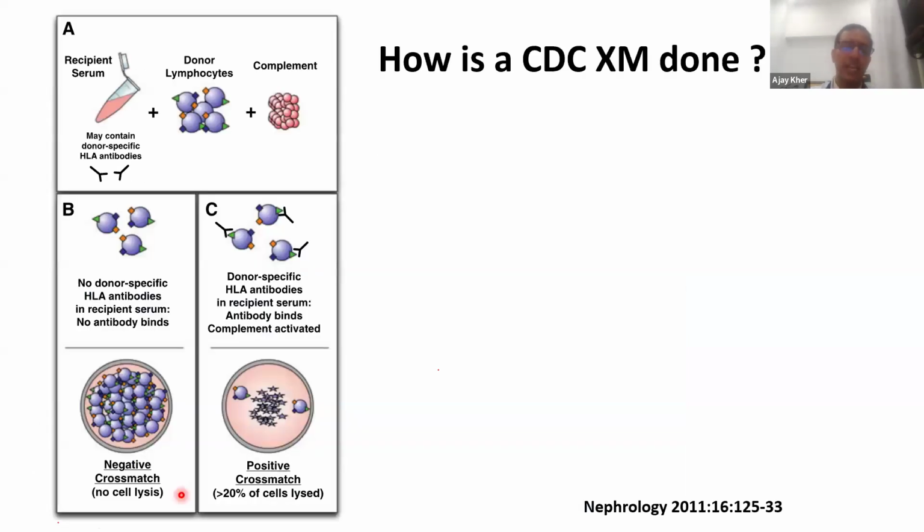So if the single antigen bead is negative, when we look at a CDC crossmatch, you take recipient sera, you put donor lymphocytes, you mix it with complement. If there are no donor specific antibodies, nothing sticks. Cells don't lyse when you put the complement and the dyes, and you can see healthy normal cells. If there are antibodies that are against the cell, they'll bind to it. You'll put the complement, the antibody binds the complement, and you have lysed cells, and you'll see the lysed cells. So this actually tells you that there is a complement binding anti-donor antibody.